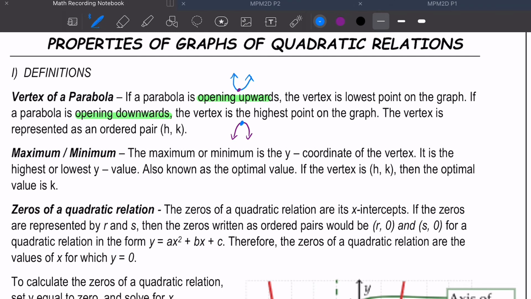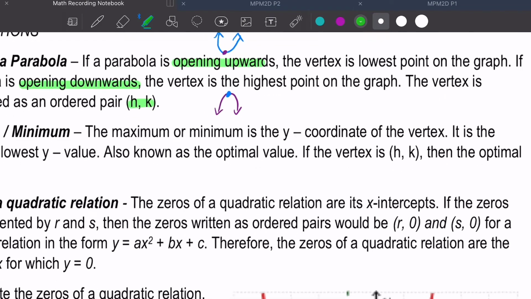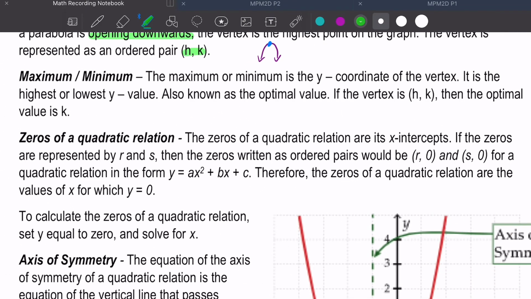The vertex is represented by the ordered pair (h, k). You will see what h and k mean when we see a different version of the quadratic relationship. Right now we're looking at it in standard form. You'll understand what h and k mean when we start looking at something called vertex form. Hint, hint, nudge, nudge, that will come later.